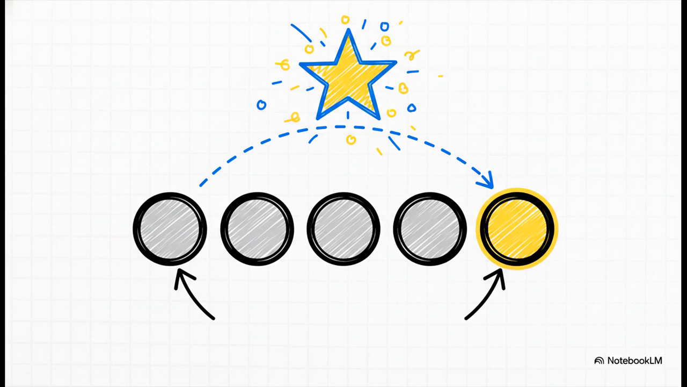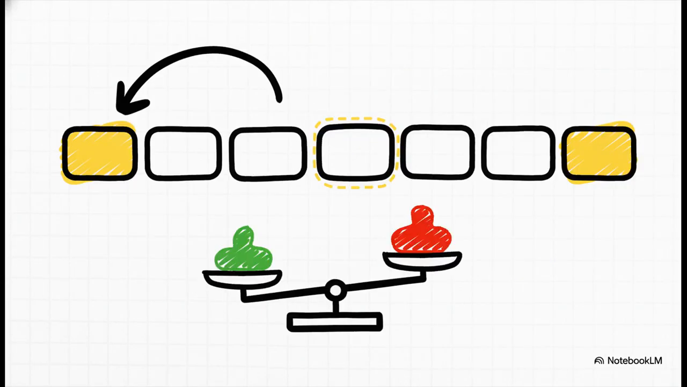Okay, same list, 1, 2, 4, 5, 6, and our target is 7. We start with our pointers at 1 and 6. So what's their sum? Well, 1 plus 6 is 7. And would you look at that? On the very first try, we found the pair. How cool is that? Okay, that was a bit easy. What if the target is 9?